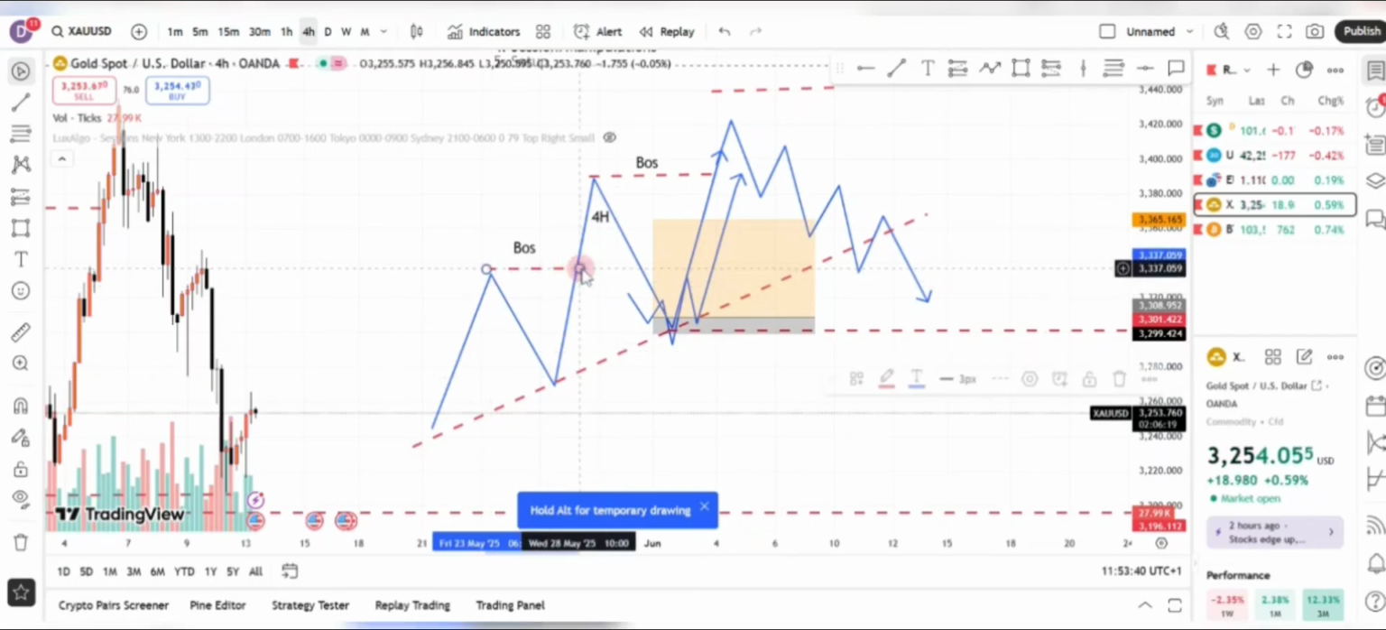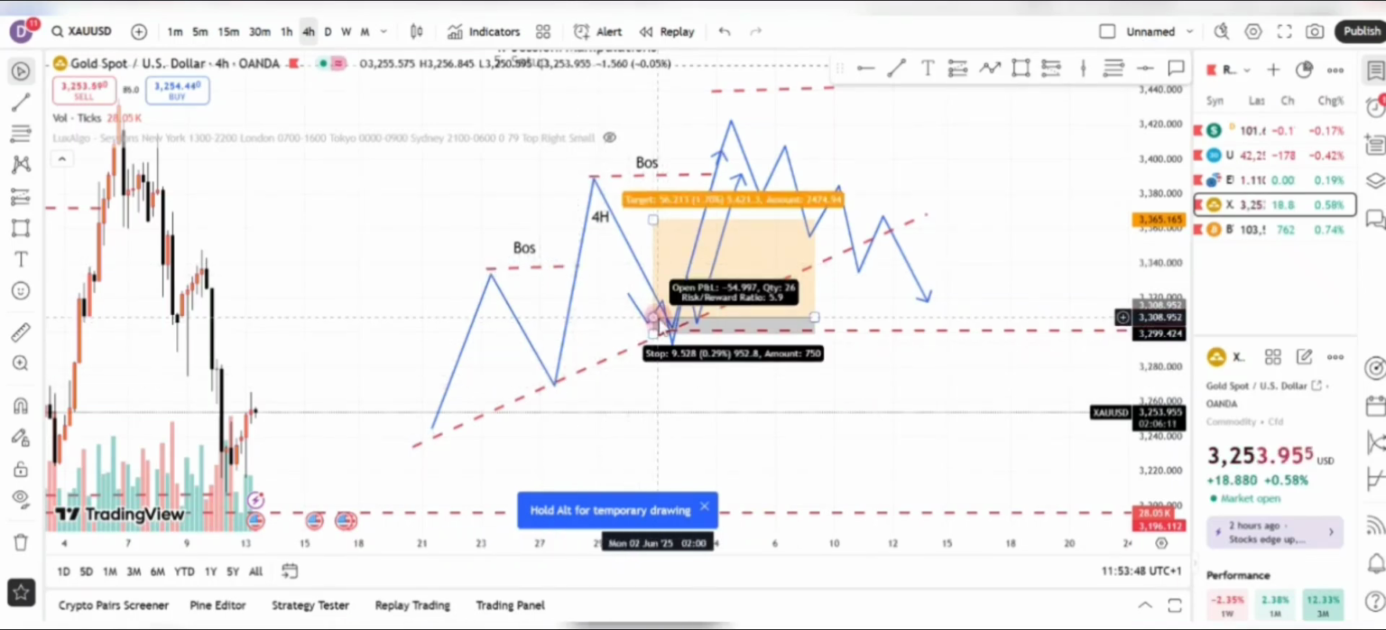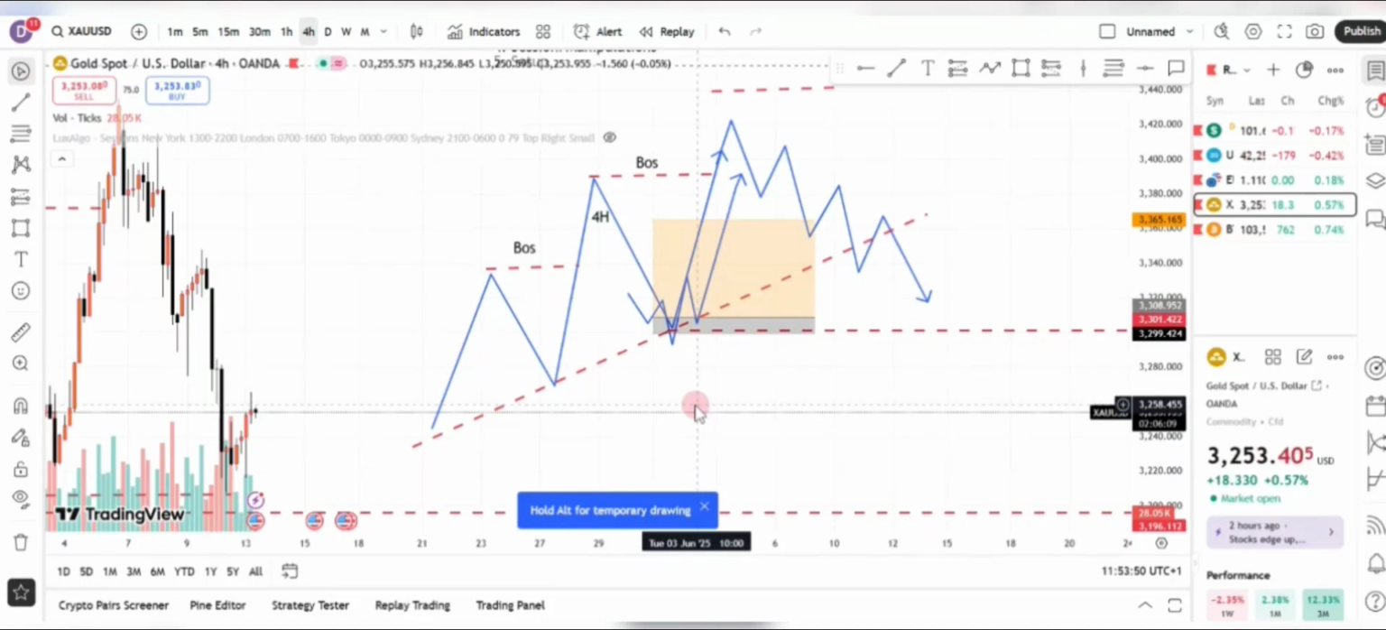A BOS is just price breaking structure. A market structure shift can also be a BOS, but a market structure shift is that point where the manipulation has happened and price has changed direction. That's how we know that if the market is buying, it's no longer buying, it has started selling. That's how we know that if the market is selling, it's no longer selling, it has started buying. Do you understand? So that's it.